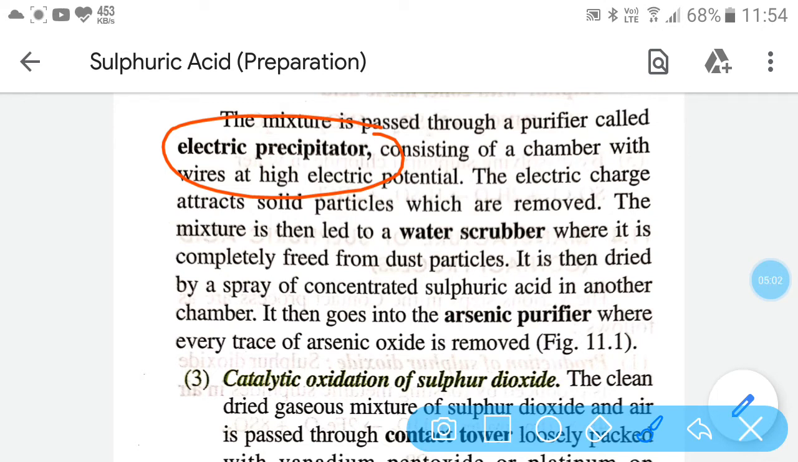Okay, then we can pass it through a water scrubber, that is a shower of water, and in that case it will take up the particles that are present in it. So this is also possible. We can send it to an arsenic purifier. For purifying arsenic, we make use of other compounds that take up arsenic oxide.